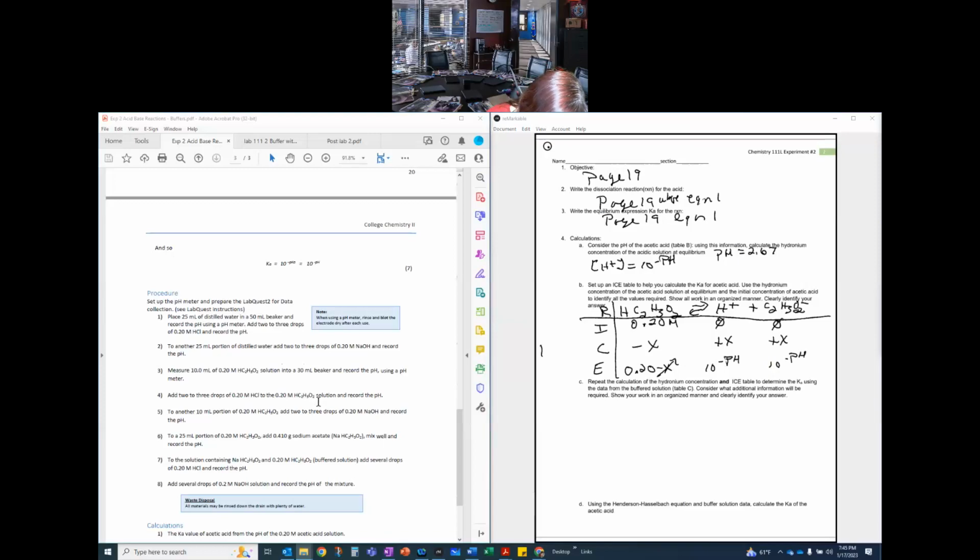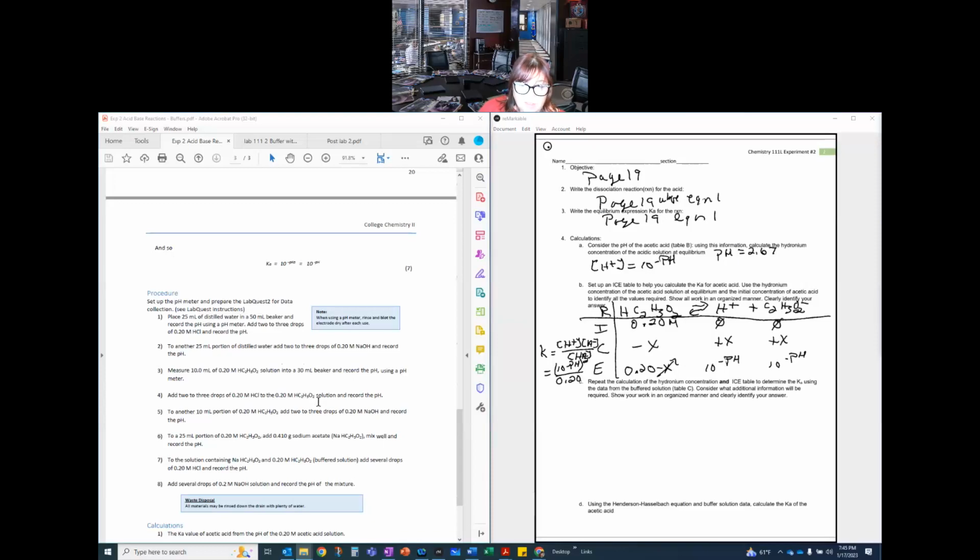If you want to calculate a K from that value, that's equal to the concentration of H plus times, I'm just going to write A minus for the anion, over the concentration of HA, which is the acid. So I can plug in the 10 to the negative pH, square that, and divide that by the 0.20 molar. Okay, so that should give you the Ka from that. Because it does say they want the Ka calculated from the information we got from the acetic acid.